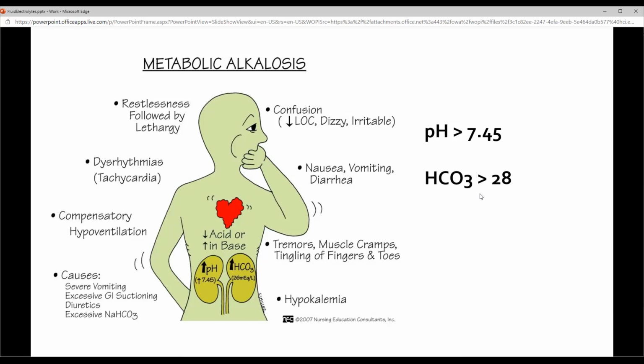Also excessive use of antacids. Why? Because it's going against the acid, right? So if you took a whole bottle of Tums, you're going to be at risk for metabolic alkalosis. And again, now the potassium is going to go down because potassium is going to move from extracellular fluid into the cells to help get more hydrogen out.